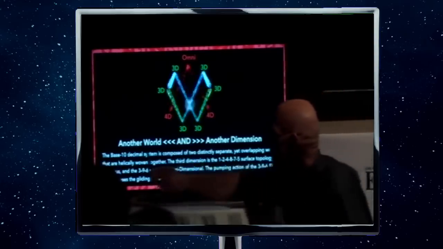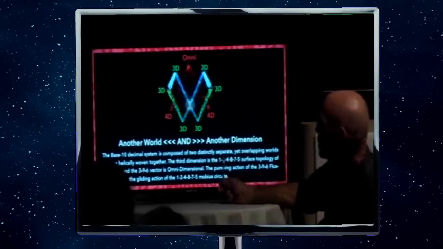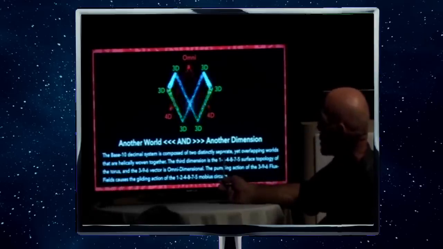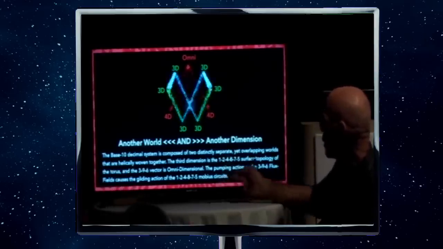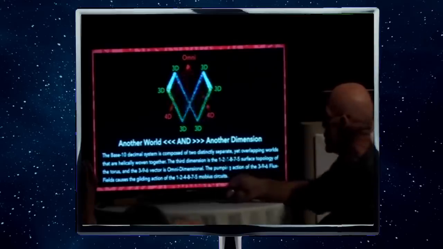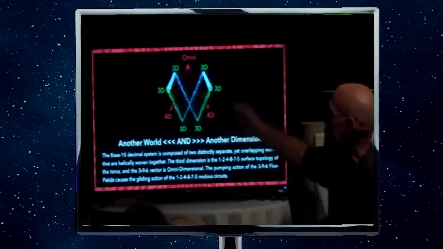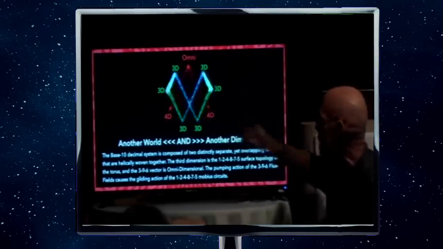Okay, the base 10 system. I'm reading it because I don't even know what I said, and I don't know if it's important or not. The base 10 system is composed of two distinctly separate yet overlapping worlds that are helically woven together. The third dimension is the 1, 2, 4, 8, 7, 5 surface topology. See, this is not a surface topology. This is the legend. This is the blueprint. This is how I did it.